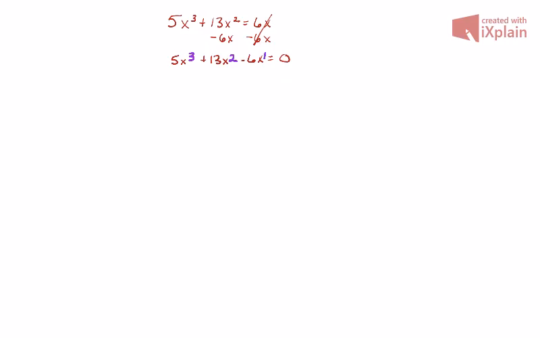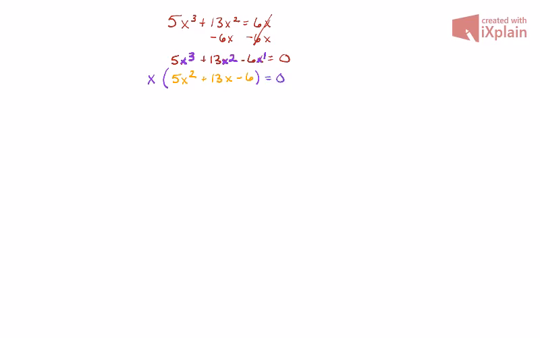So I'm going to pull a single x out of each term. And this leaves me now with 5x squared plus 13x minus 6, and again, that is equal to 0. So we can go ahead and use our box method in order to help us out here.